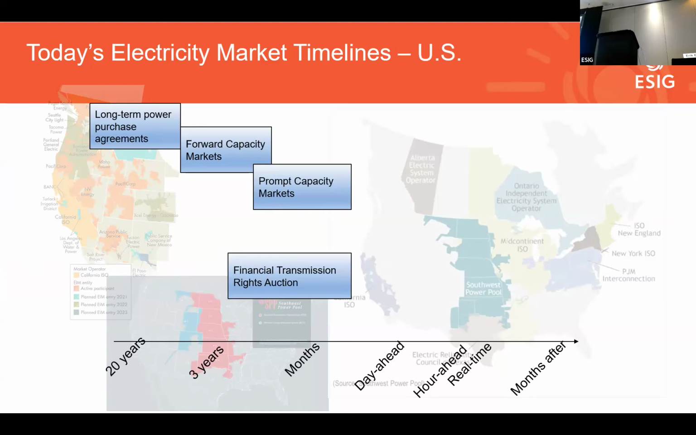And then on the transmission side, the financial transmission right auction is really to allocate existing transmission capacity and also provide hedging for the day-ahead congestion. The FTR market is usually an annual auction, but there are also monthly incremental auctions.